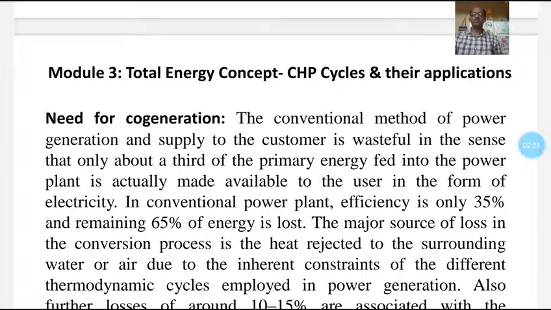The major source of loss in the conventional process is the heat rejected to the surroundings, water or air, due to inherent constraints of the different thermodynamic cycles during power generation. Also, around 10 to 15% losses are associated with transmission and distribution of electricity in the grid.